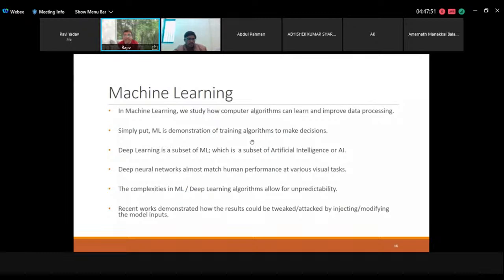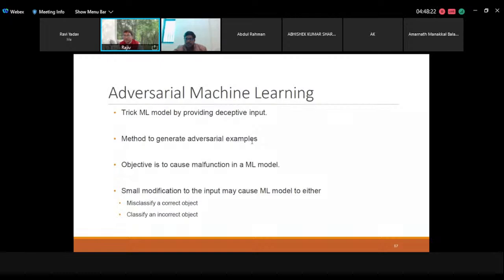In the same way, we have to be very careful about modeling or training our data as to what domains we are capturing, and is there any domain which is being left uncaptured? We'll see the example. So from now on, the further slides show how the algorithms are being fooled. So this is a new field called adversarial machine learning. The idea in adversarial machine learning is, how can we trick the machine learning model by providing deceptive info?